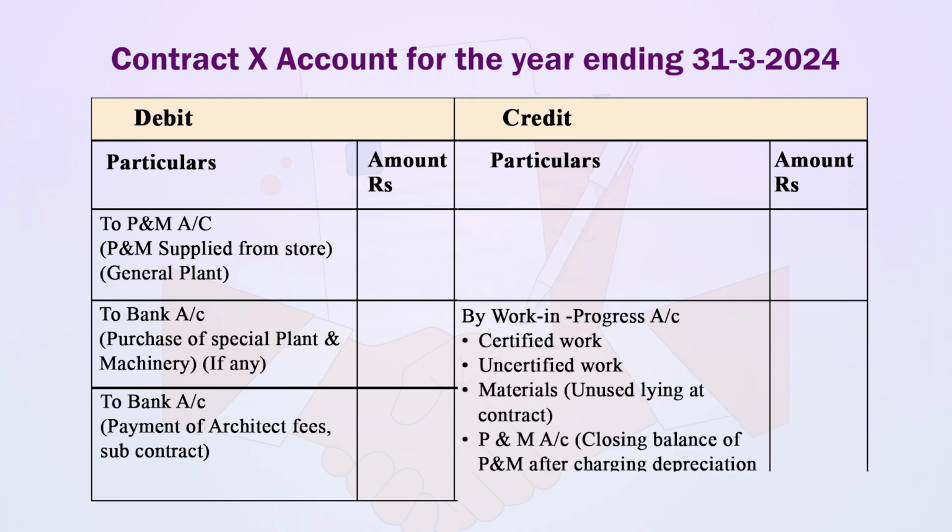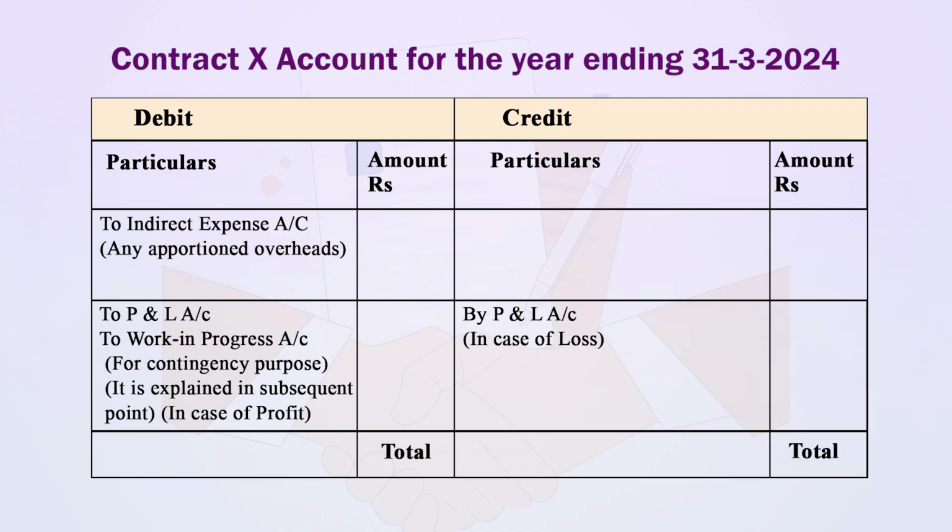And next entry is by work in progress account. In that we will record certified work, uncertified work, materials that is unused lying at the contract. Next, plant and machinery account, that is closing balance of plant and machinery after charging depreciation, that is written down value. That is, this is by work in progress account is our closing balance entry as our contract is not completed. And last is by profit and loss account if it is a case of loss.